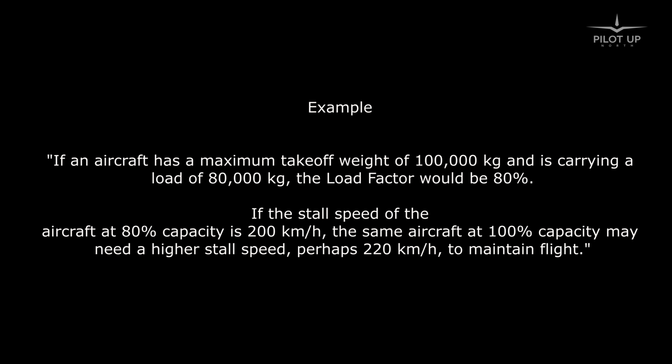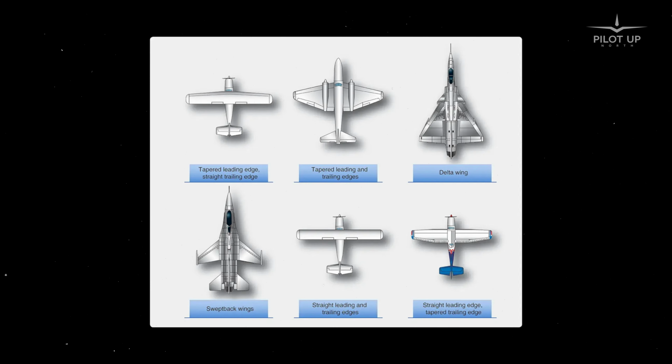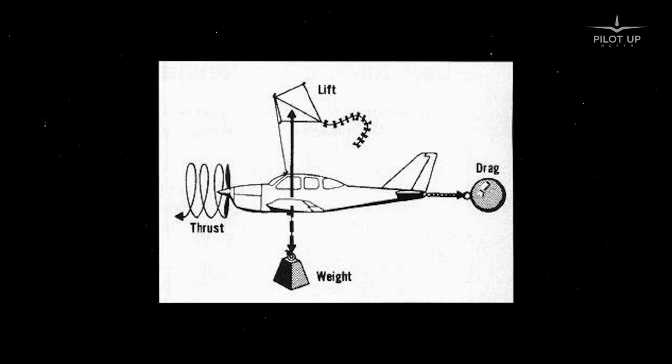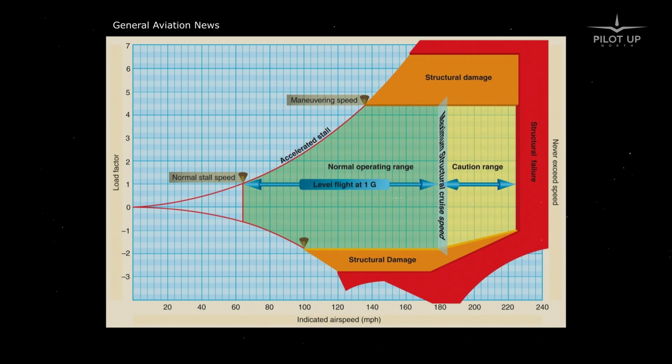If the stall speed of the aircraft at 80% capacity is 200 kilometers per hour, the same aircraft at 100% capacity may need a higher stall speed, perhaps 220 kilometers per hour, to maintain the flight level. I say perhaps because this depends on a series of conditions such as wing design, whether it is a low or high wing profile, aircraft weight, and so on. The load factor is fully connected to the turns, and that is why I am also touching on this subject.